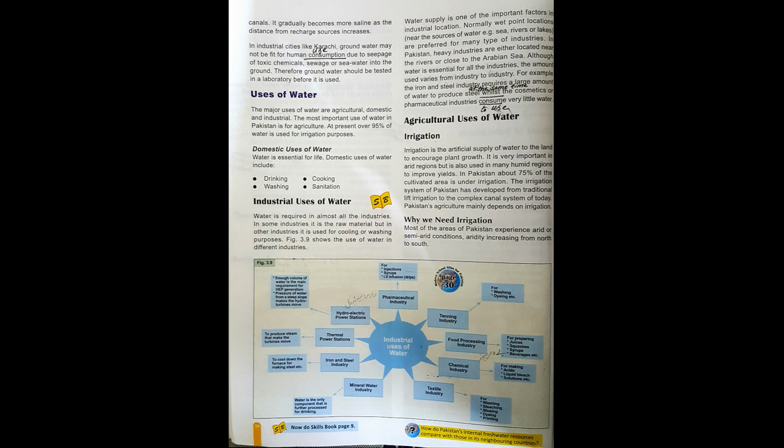Understand, students? Now come to agricultural uses of water. Irrigation. First use of water is irrigation. Irrigation is the artificial supply of water to the land to encourage plant growth. It is very important in arid regions but is also used in many humid regions to improve yields. In Pakistan, about 75% of the cultivated area is under irrigation.